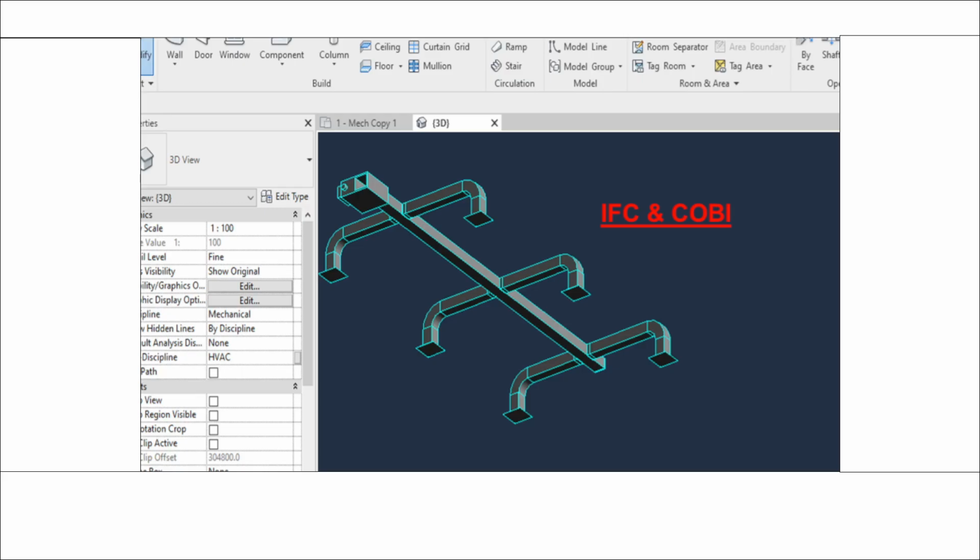Next one is IFC, which stands for Industry Foundation Classes. IFC is used to share BIM models between different software like Revit, ArchiCAD, and others. It helps in coordination and avoid data loss.